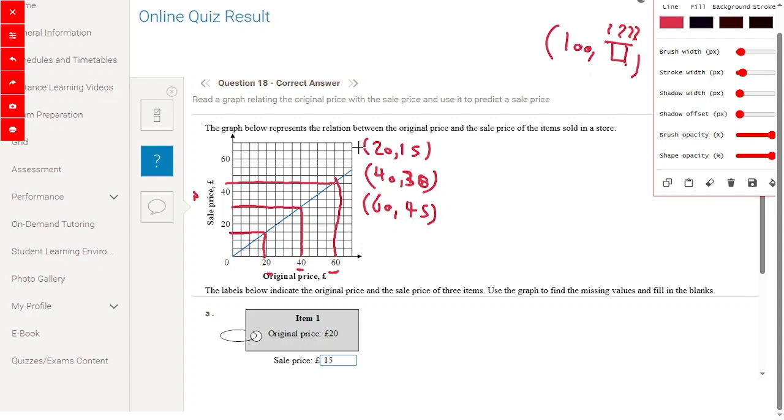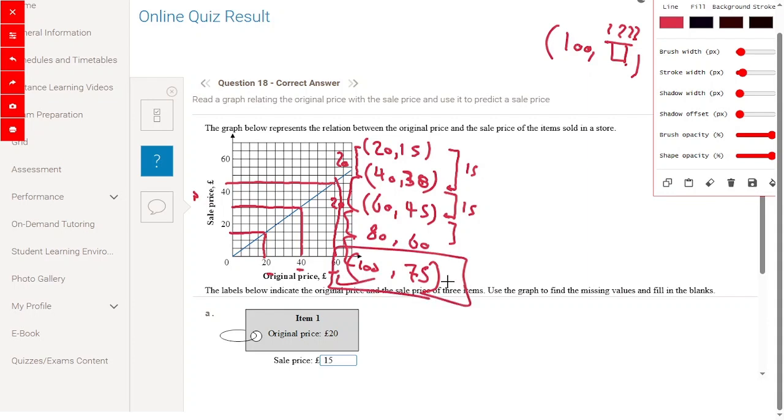Here I'm increasing X, the original price, by 20. 40 to 60 is 20. And for Y, from 15 to 30 is 15, and from 30 to 45 is also 15. So for 80, I'm increasing 20, and I'll increase Y by 15, so it will be 60. And for 100, I'm increasing 20, so I also increase 15, and it will be 75. So the answer here: when the original price is 100, the selling price will be 75.